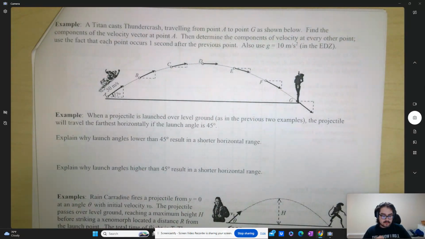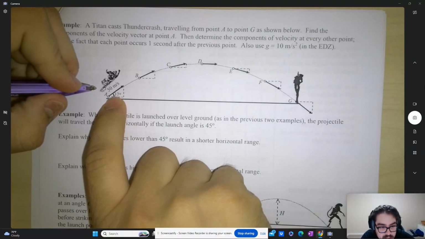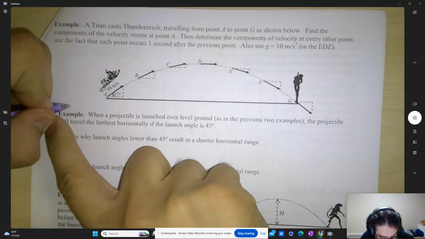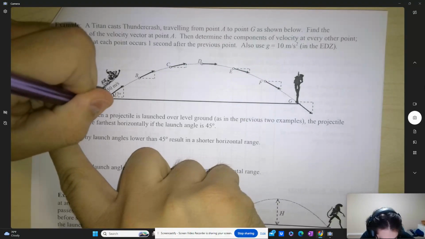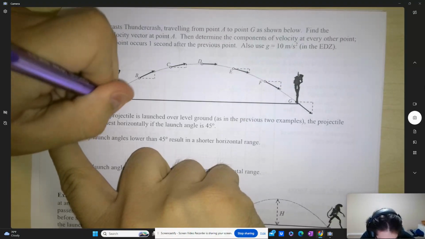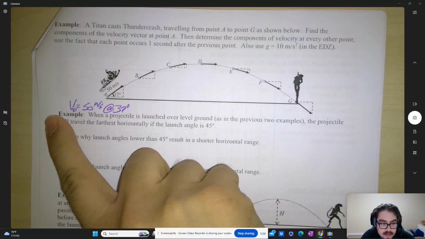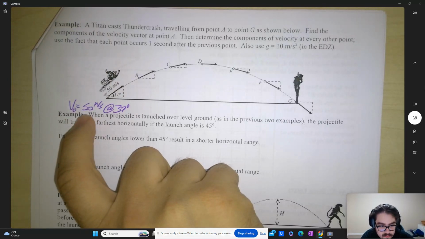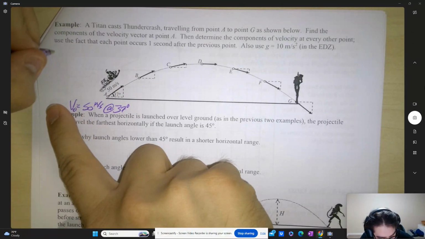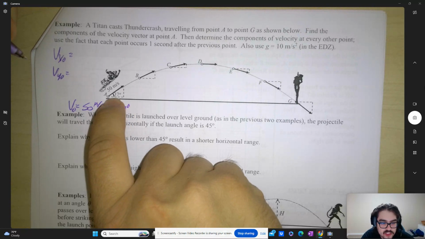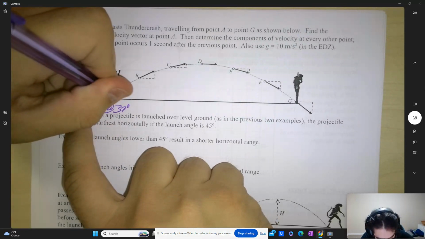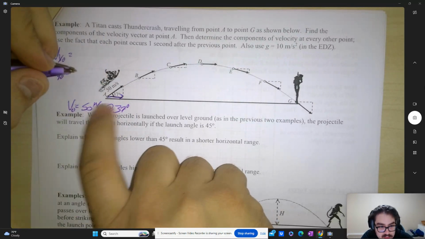So the first thing I want to do is, we're given that our initial velocity is 50 meters per second at 37 degrees. So I need to use my vector knowledge, my trig, to get my components, my Vx component and my Vy component. I'm thinking the x component is adjacent to the angle. Do you see that? The x component right here is adjacent to the angle.